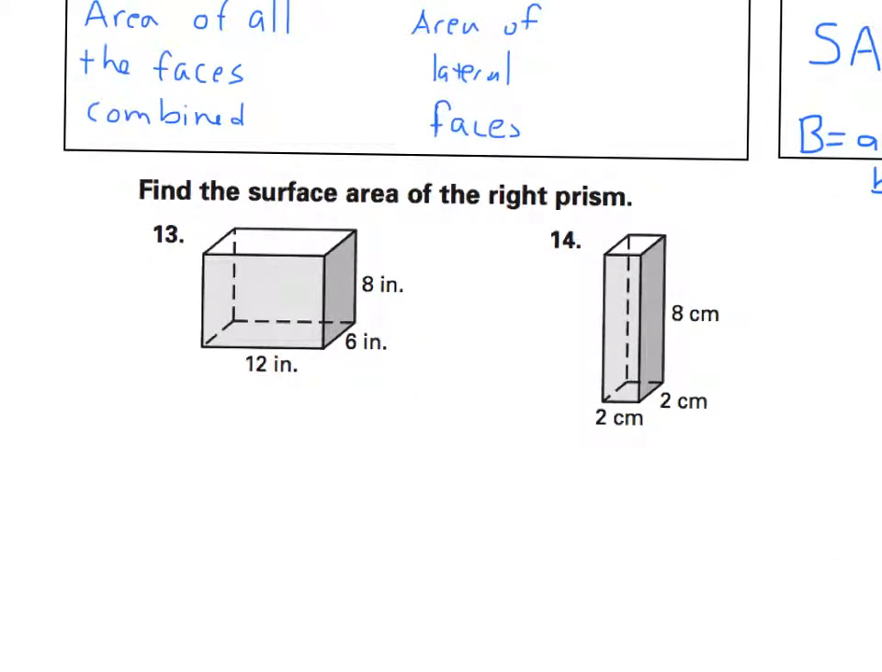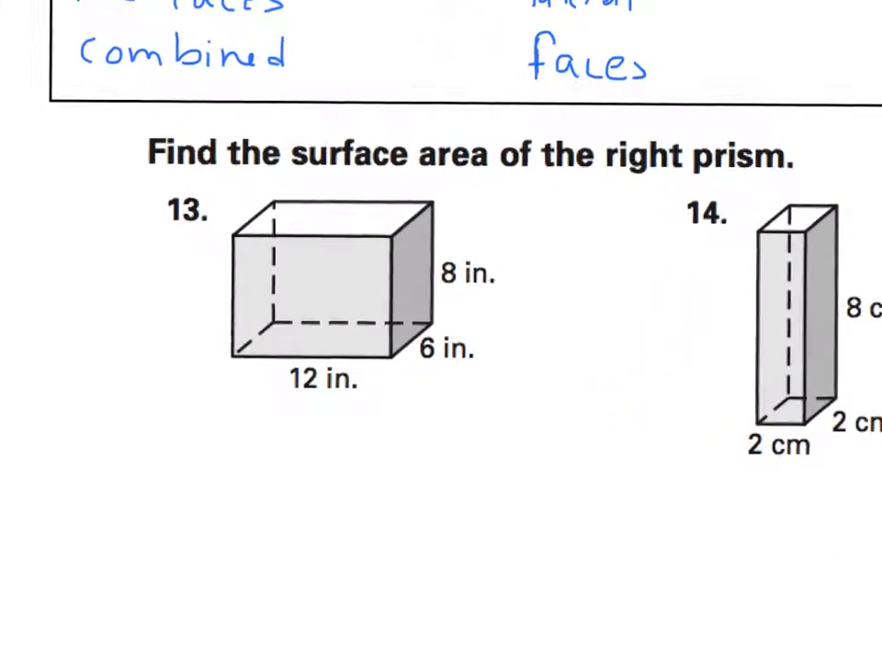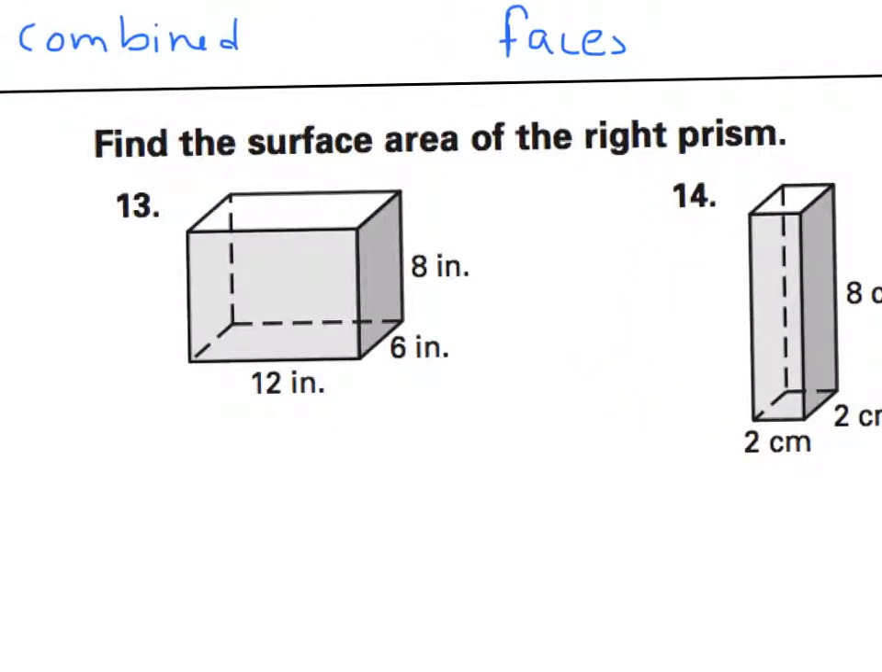So let's walk through an example. How are we going to find the surface area of this right prism? Well, number one, we need to identify what the base is. What's the base? Now, in this case, I have options because remember, the base has to be parallel and congruent, and that's it. So let's call the bottom the base here. Hence, the top is also the base.